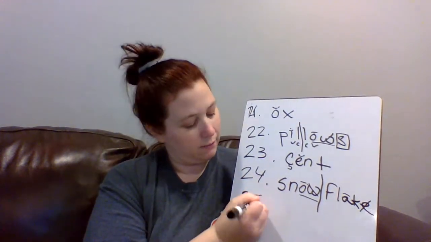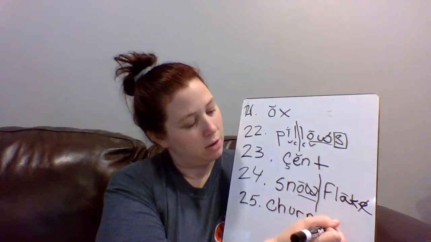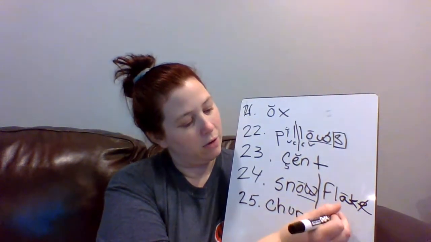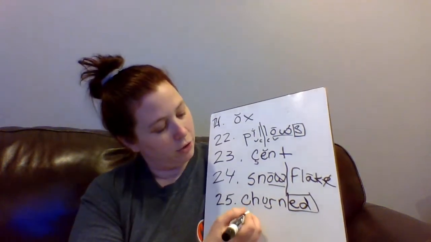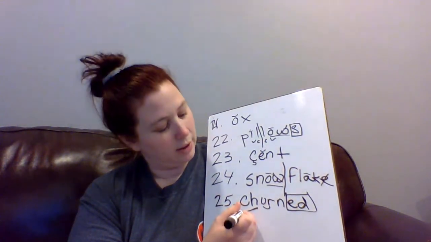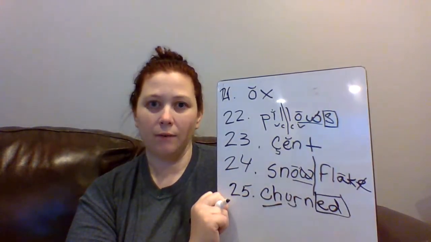And number 25, churned. I'm going to box off that ED. And then we have our combination UR and our digraph CH that we underline. All right. That's it for the work.